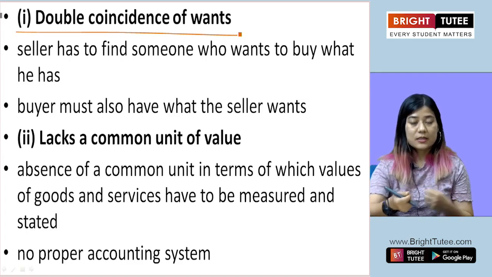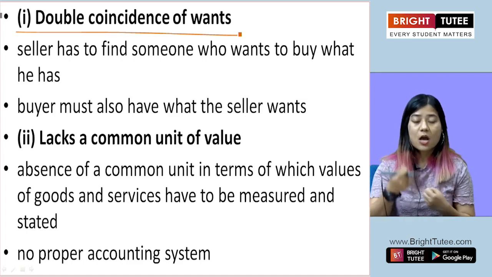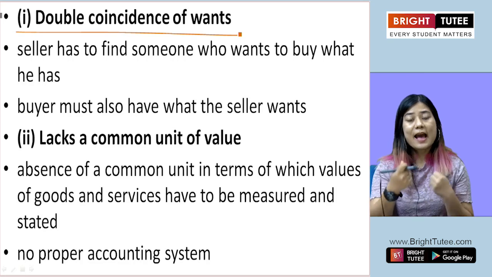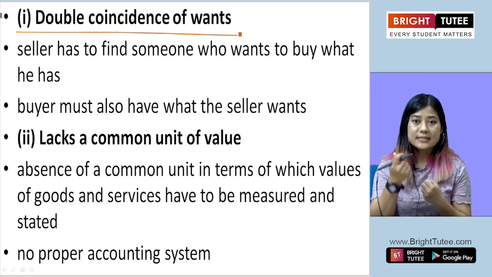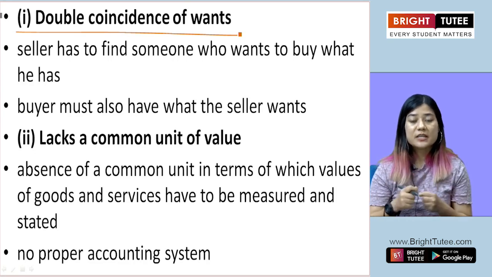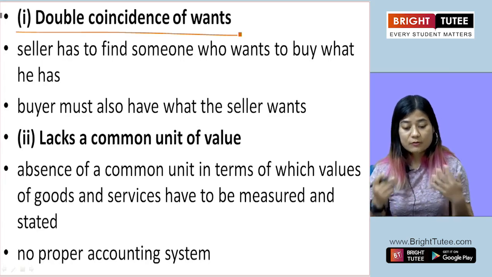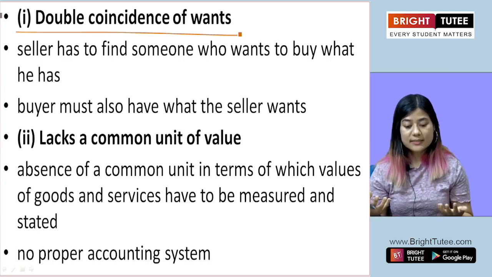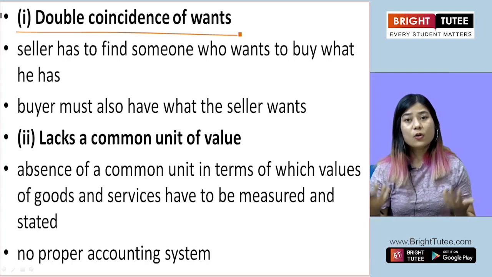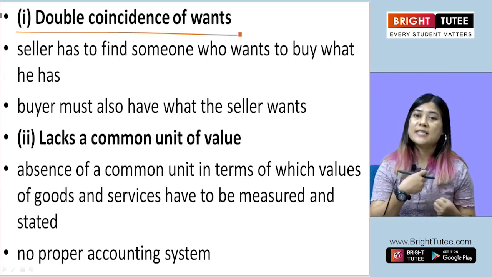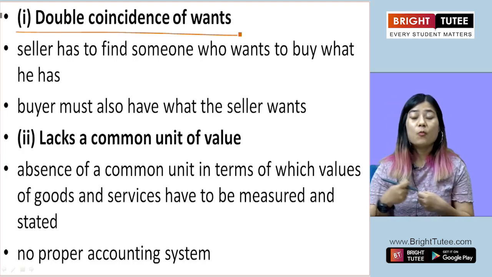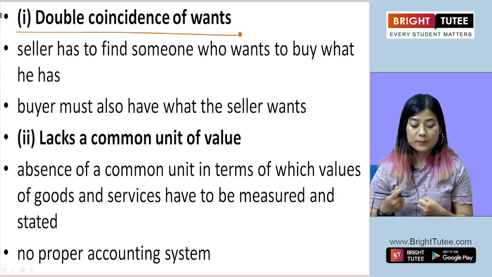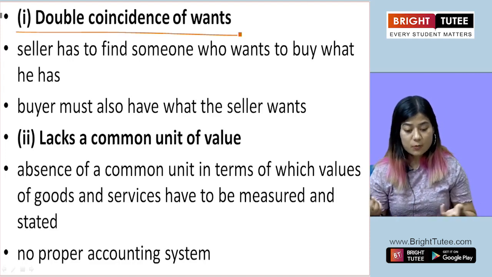Both the parties, the buyer as well as the seller, have to make sure that the commodities they are buying and the commodities they are selling are wanted by both. Now this had a problem because not all the time would you want what the seller wants to sell, or would the seller buy what is being offered by the other person. So this was one of the problems.